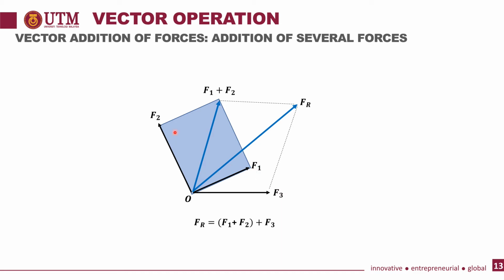For example, F1 plus F2, and this is the resultant force of F1 plus F2. Then you add F1 plus F2 with F3, and then you will find the resultant force FR. So in order to find the resultant force, you need to add the two components of force first, and then the product of the addition, you will add to the next force.